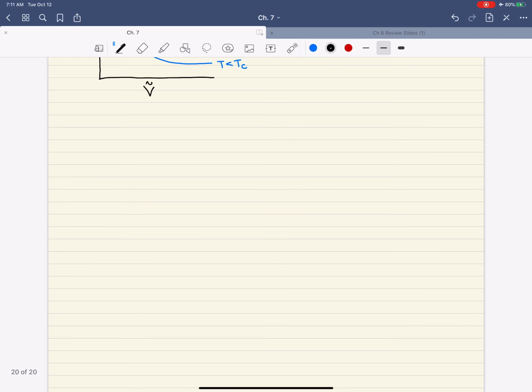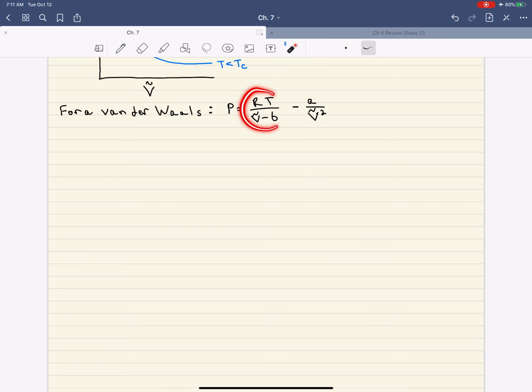Let's now consider another equation of state, the van der Waals gas equation of state, or the van der Waals fluid equation of state, I should say. And so for van der Waals, pressure is equal to RT over V minus B, minus A over V squared. Okay? And so with the van der Waals equation, we have this first term that kind of looks like the ideal gas term, but the second term here is our attraction term. Right?